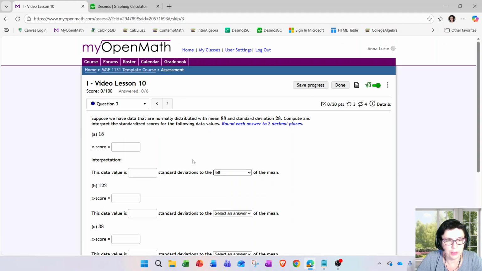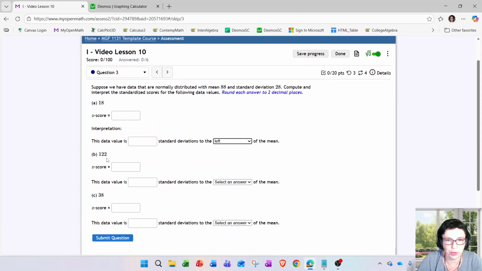Now, we also will see in a second that the z-score of this number is going to be negative. So anytime the value is to the left of the mean, the z-score is negative. If the value is to the right of the mean, for example, like in this case, 122 is higher than 88, that would be to the right of the mean. All right, so first let's just compute the z-scores.